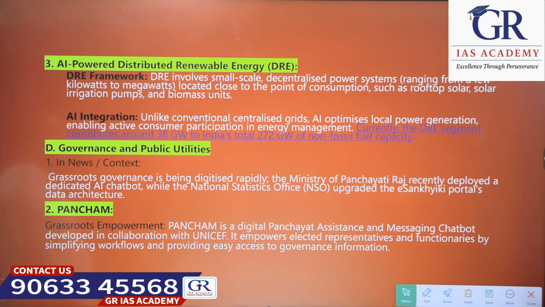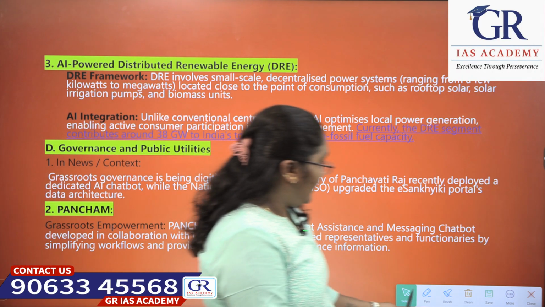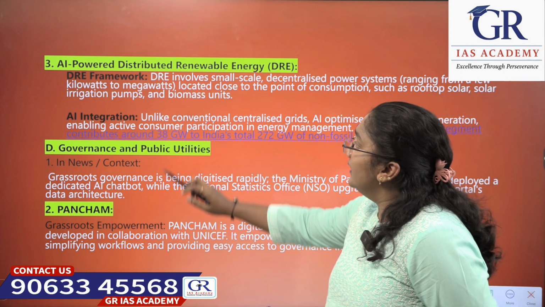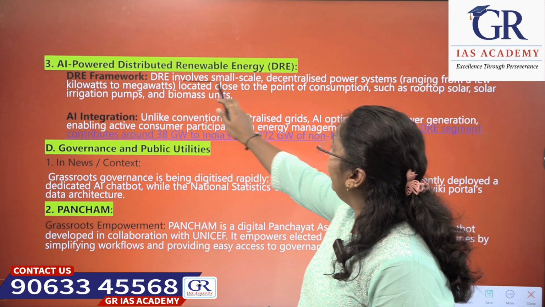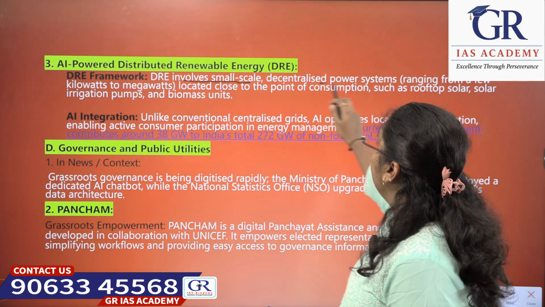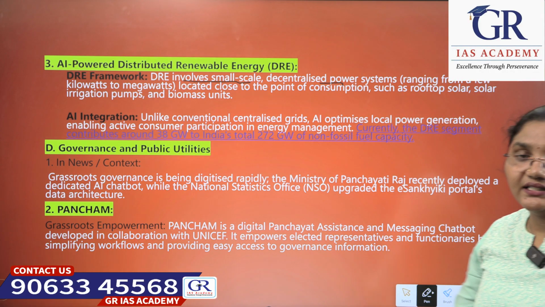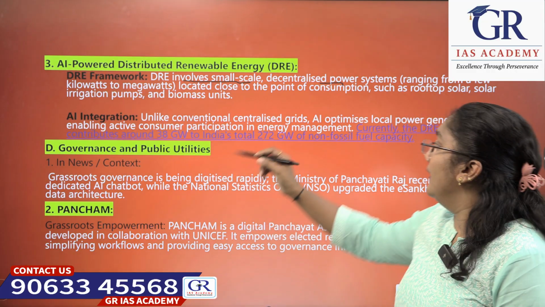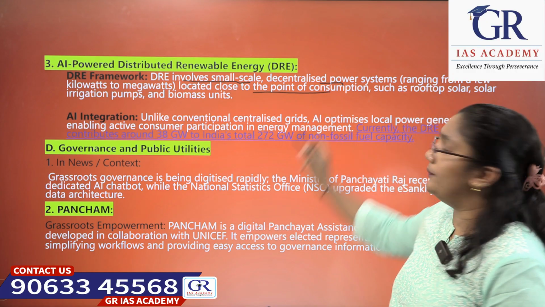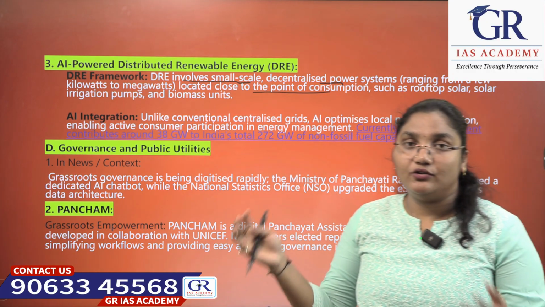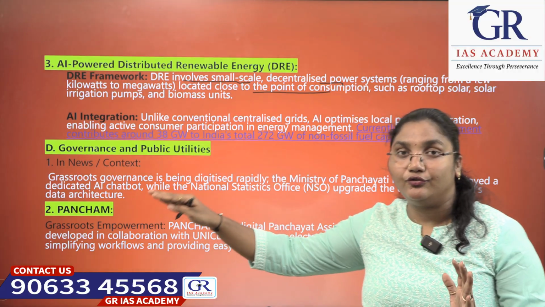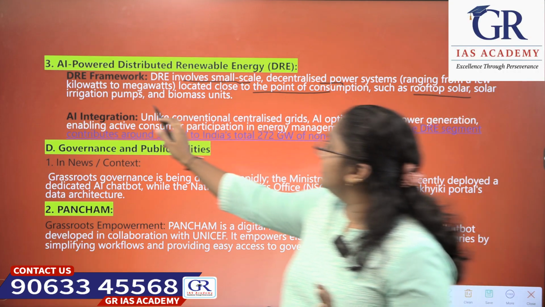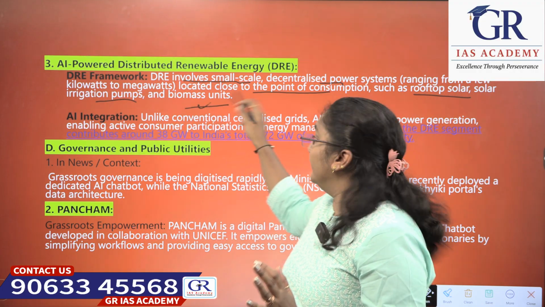Okay. Next is the AI powered distributed renewable energy. Distributed renewable energy involves small scale decentralized power systems ranging from a few kilowatts to megawatts, which are located close to the point of consumption, like solar rooftops, solar grids, rooftop solar irrigation pumps and biomass units.